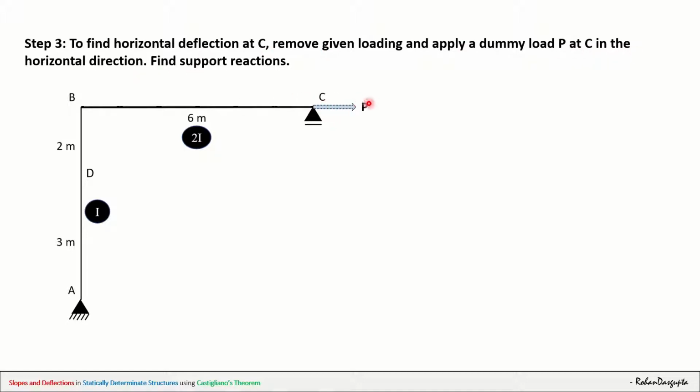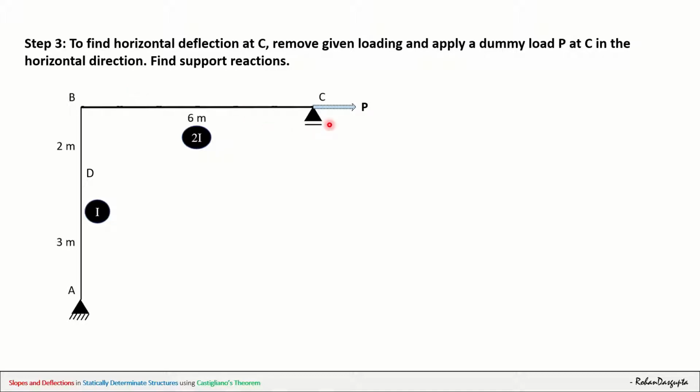So like this, at the point C you have to apply a load P in the horizontal direction. Now the question may arise, why horizontal direction? Suppose in some random problem you had to find the vertical deflection at B, then you would have to apply a dummy load P at the point B in the vertical direction. Are you getting it? If horizontal deflection is asked, give horizontal load. If vertical deflection is asked, give vertical load. Vertical dummy load, horizontal dummy load.